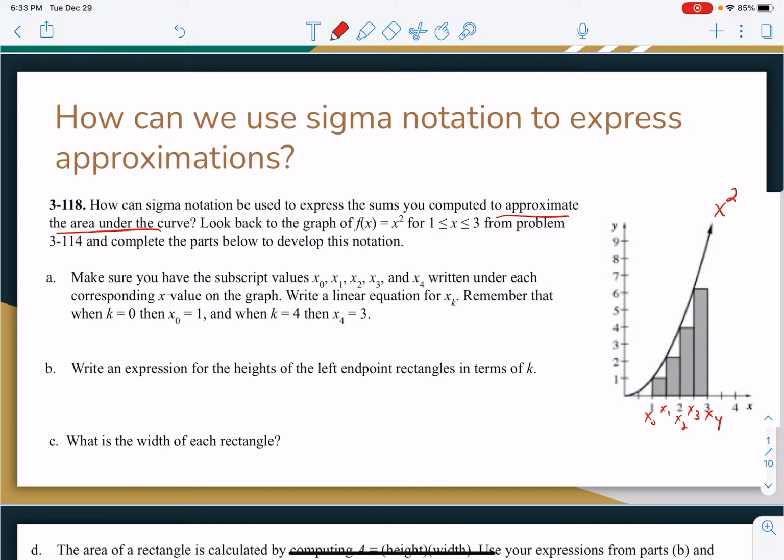So if I want to write a linear equation for x sub k, x sub 0 started at 1, and I'm adding 0.5 every time to get to the next increment in my rectangle. So my linear equation is going to be 1 plus 0.5k, because each rectangle had a width of 1/2.